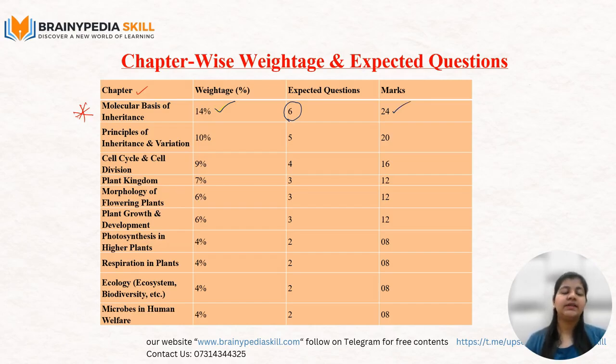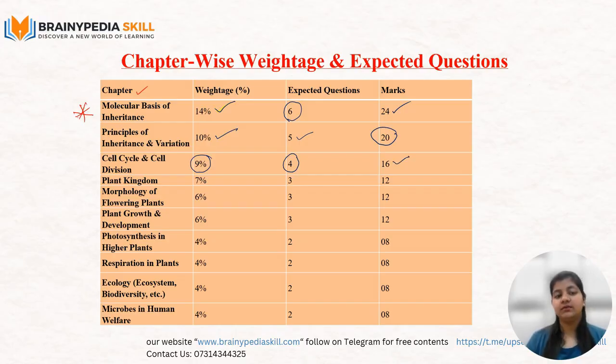Okay. Now the next one is principle of inheritance and variation. So it is also very important as it covers 10%. So you can have 5 questions from this part and you can gain up to 20 marks. Okay. Then cell cycle and cell division. It has 9% weightage. You can get 4 questions from this chapter and you can gain up to 16 marks.